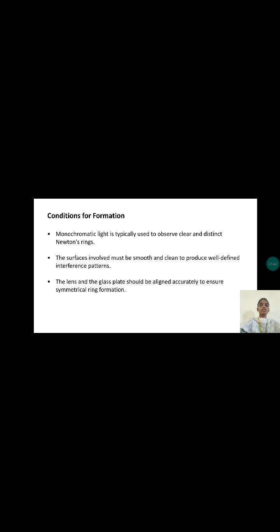Conditions for formation. Monochromatic light is typically used to observe clear and distinct Newton's rings. The surfaces involved must be smooth and clean to produce well-defined interference patterns. The lens and the glass plate should be aligned accurately to ensure symmetrical ring formation.